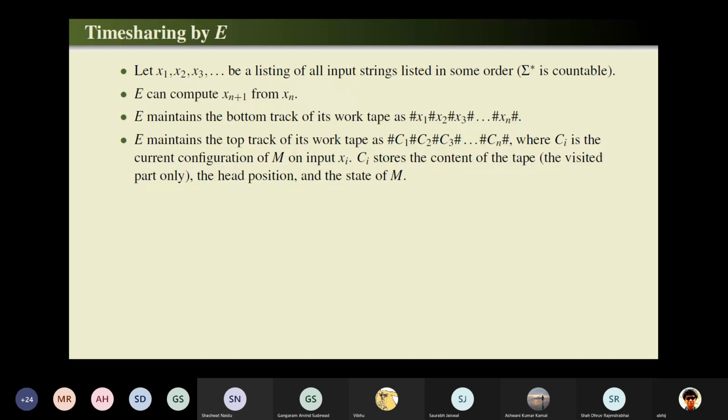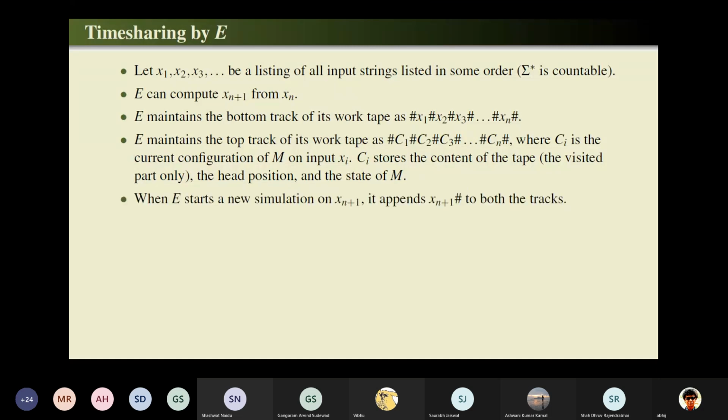Definitely the tape is always infinite, but at any finite amount of time, only a finite part of that tape will be used. The rest of this will be blanks, and there is no need to store those infinitely many blanks. Therefore, a configuration, although it looks like storing some infinite thing, is actually finite. So this is fine, right? C1, C2, C3, configurations.